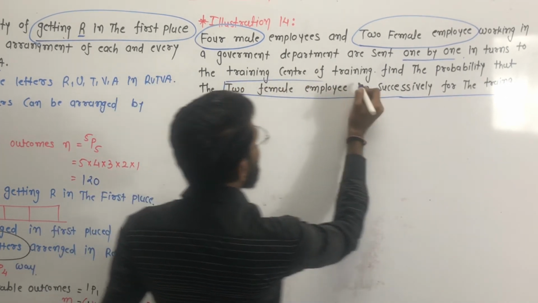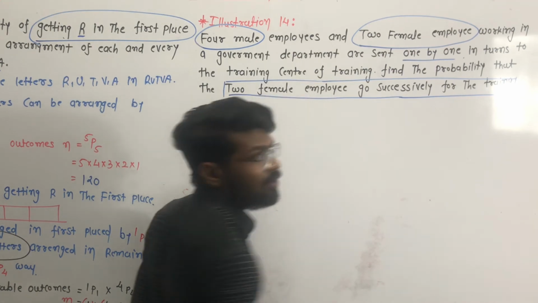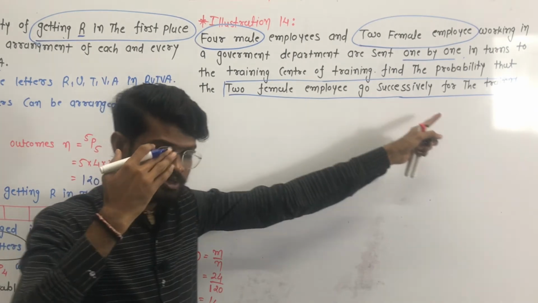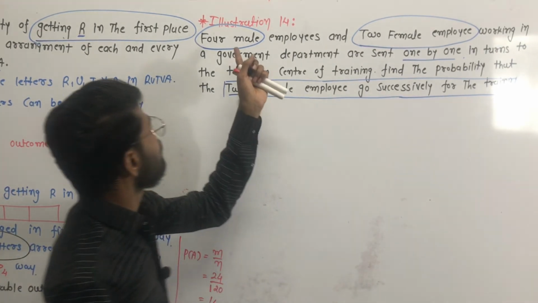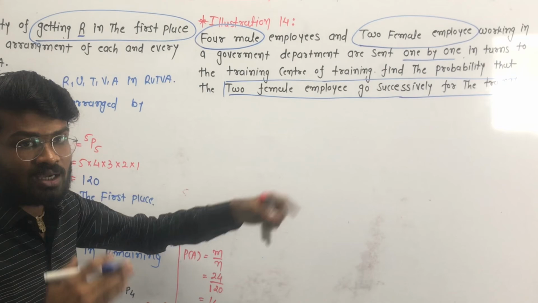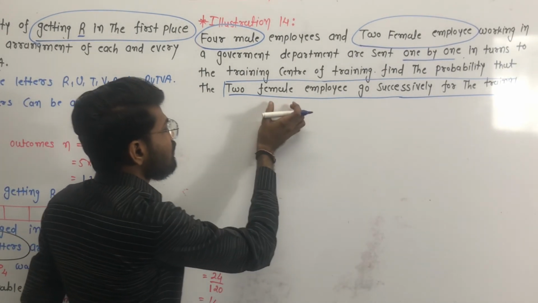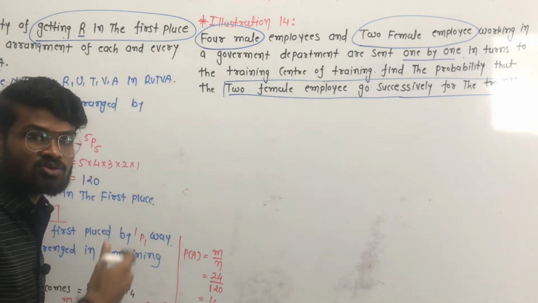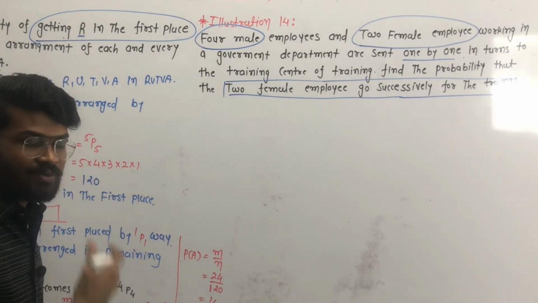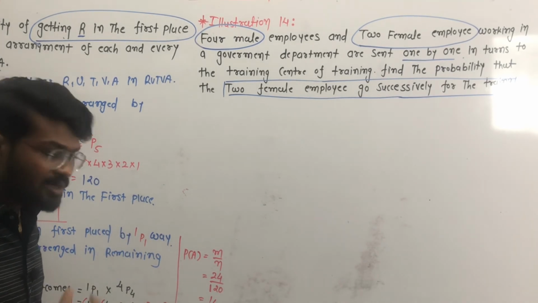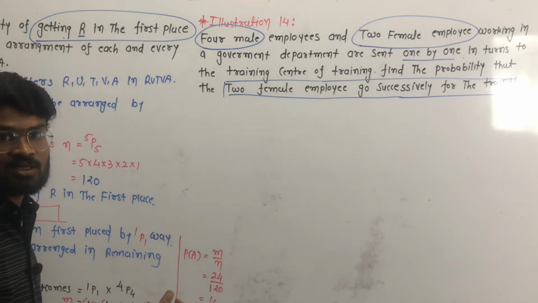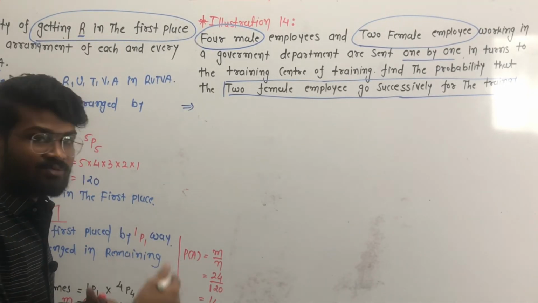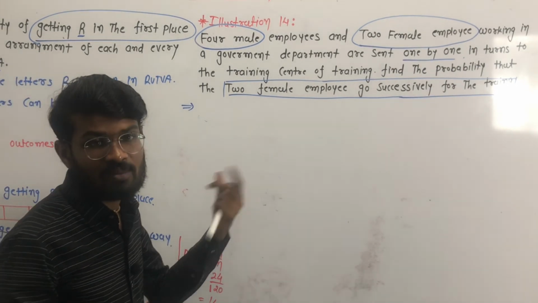We have to send one employee out of a total of 4 plus 2, that means 6 employees, but our event is that 2 female employees go successively for the training. That means after one female, the second female should go, and after that a male should not go in between. Clear? There is a total of 6 employees and we can send these 6 employees in 6P6 ways.